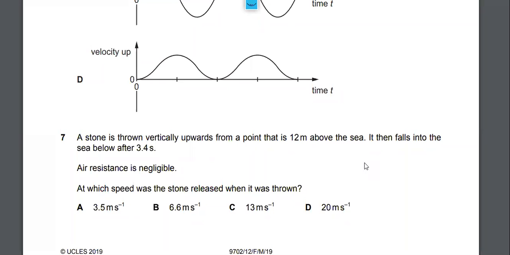And the question tells us air resistance is negligible. So again, we have permission to neglect all of the effects of air here, which really do make an effect. At what speed was the stone released when it was thrown?